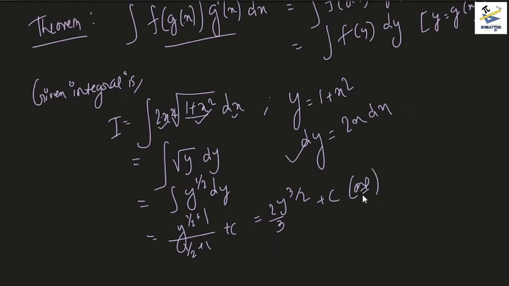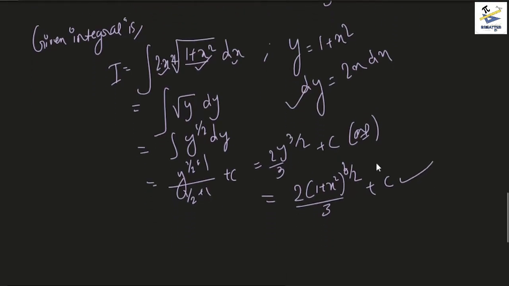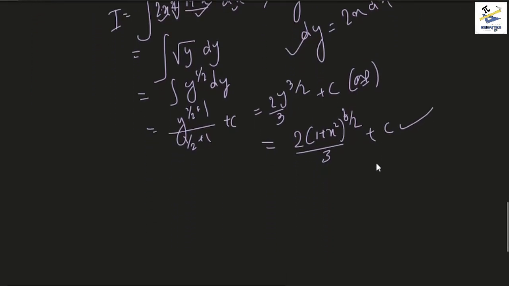which is basically y to the power 3 by 2 into 2 by 3 plus c, which is the answer, right? So this is the integral and this is the answer, and we can just substitute back to get our answer in terms of x, obviously. So it is basically 2 into 1 plus x square to the power 3 by 2 whole by 3 plus c. This is our integral, right? So this type of integrals can be solved, but you need to be a bit cautious about them.